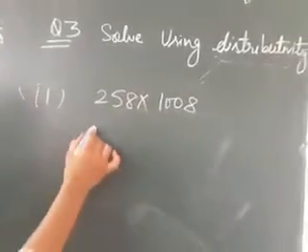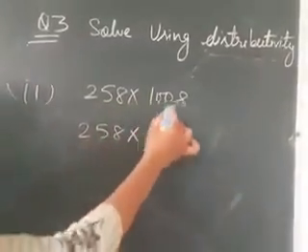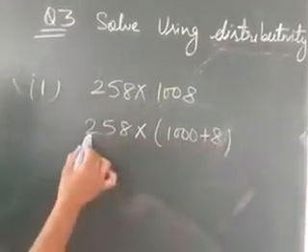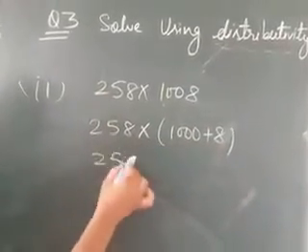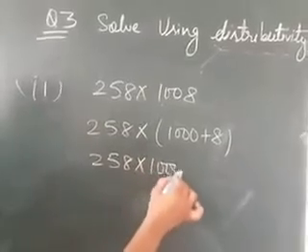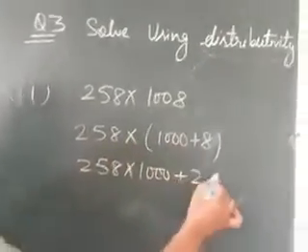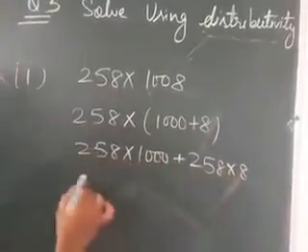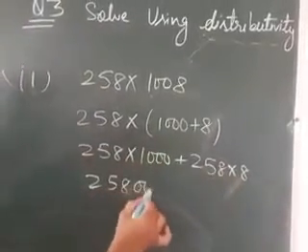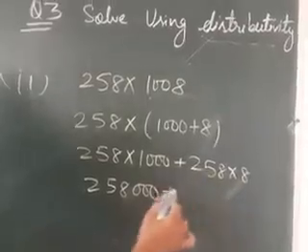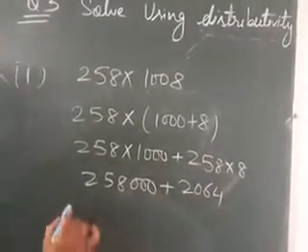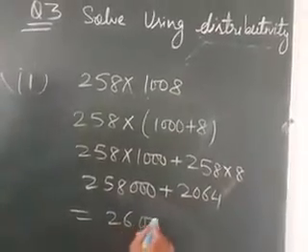Look at the second part of this. In this second part, we will first break this number. We can write this as 1000 plus 8. Now we will distribute this number with the first, and now this number with the second. Multiplication of this will end with 3 zeros, plus multiplication of these two will be this. Now add these two, then you are going to get this number.